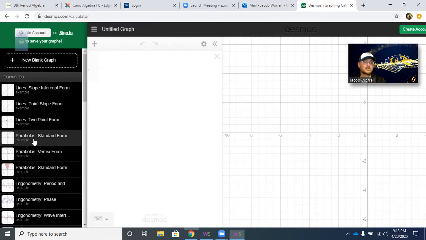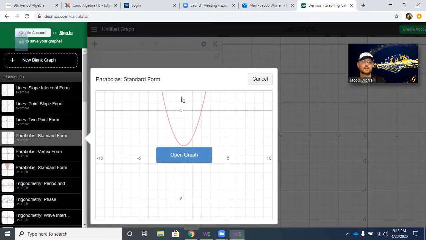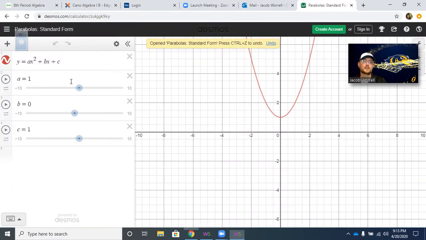Let's see, I said I was going to do standard form today. So right here, parabola standard form. I'm going to click on this one. Yeah, that's what I want. Looks like that, so open graph. And there we go. And over here on my left, this is what it plugged in. It says y equals ax squared plus bx plus c.